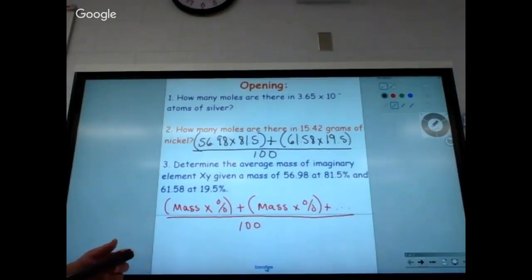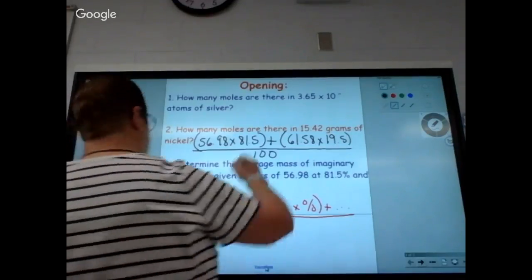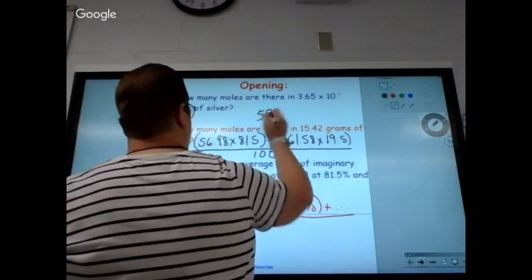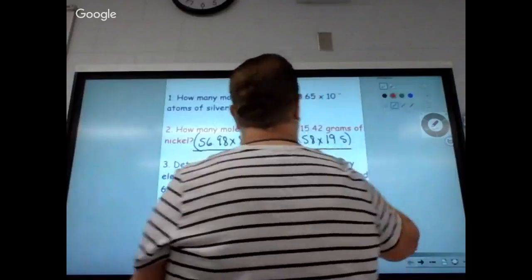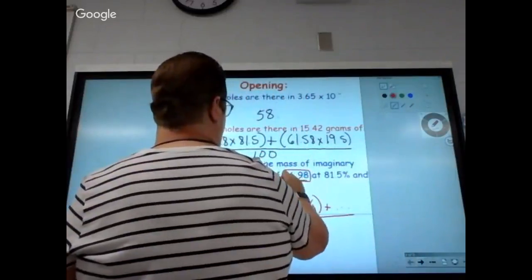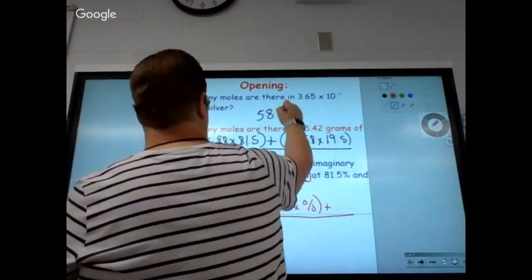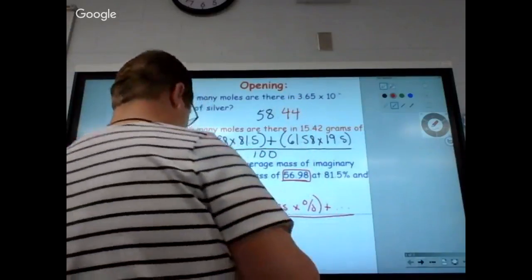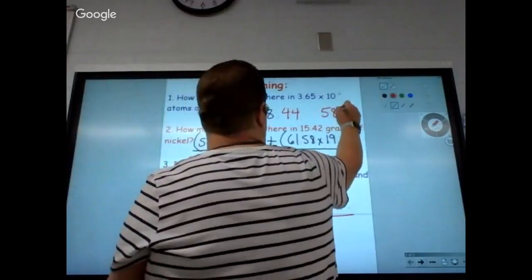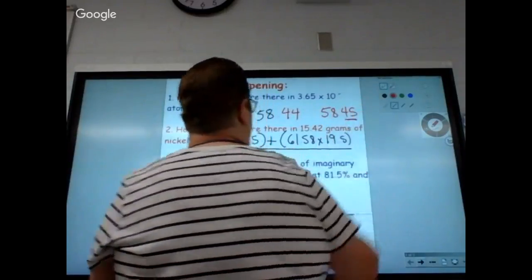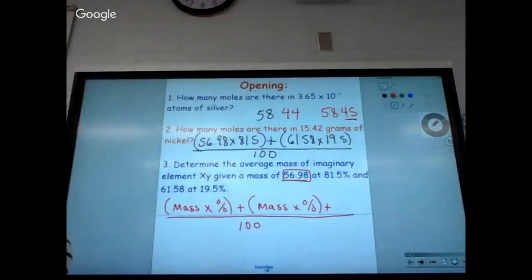What did y'all get? 58.4. All right. Typically for significant digits here, the thing I tell people is take it out to the same decimal places as the given mass. So 58.44. If you want, you can round it up to 58.45. I know a lot of you round up because you were trained that way in math class, but either one would be correct. Questions about that? So we're okay with average mass.